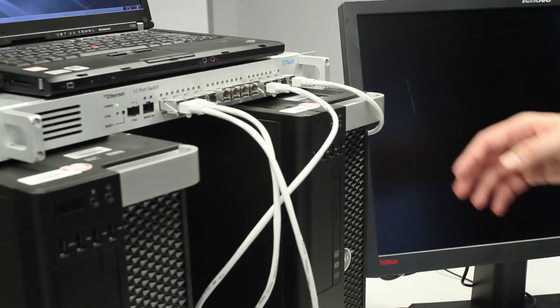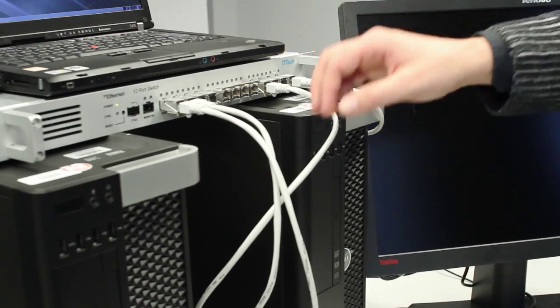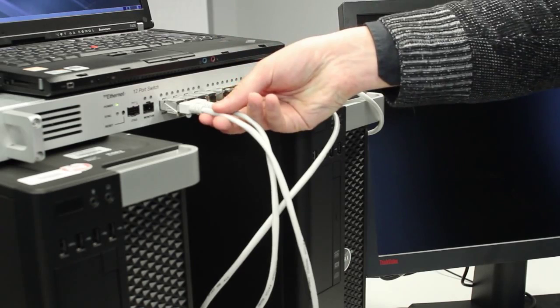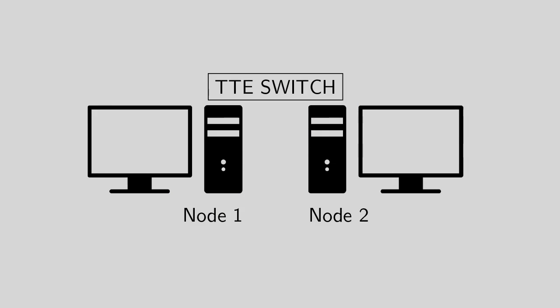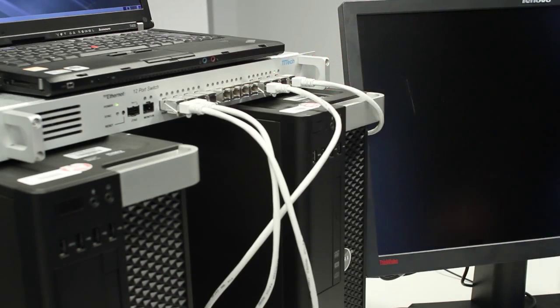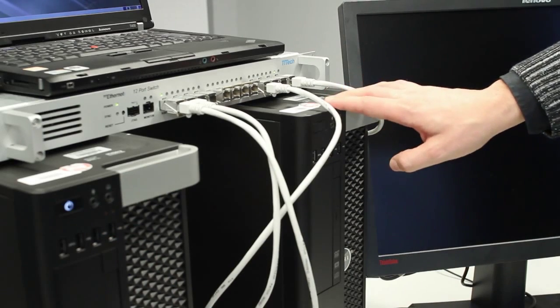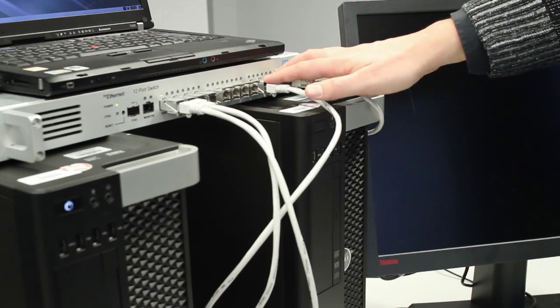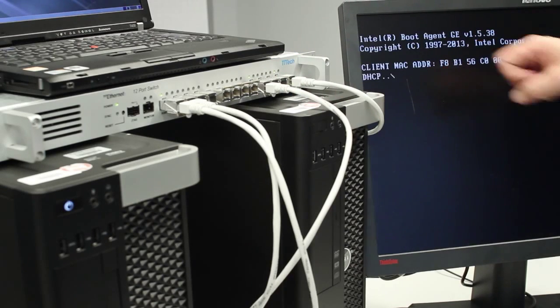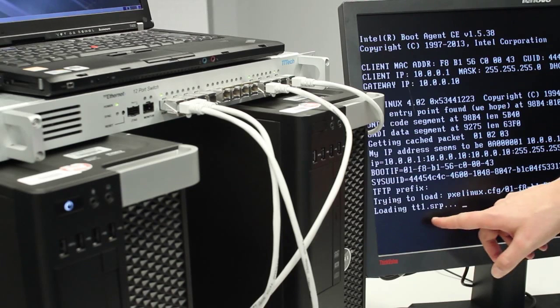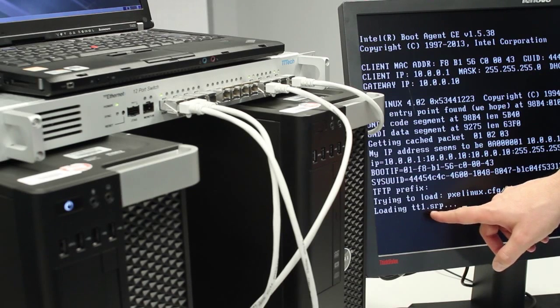Let me explain quickly how this works for the switch. These two cables here are connected to the time-triggered Ethernet cards. These ports are used to connect the regular Ethernet cards. Now, when we start the node, it will try to boot through the network using this port, and it will try to find the TFTP server. Now it's looking for the TFTP server, and now it found it, and it's loading the image that we just generated.